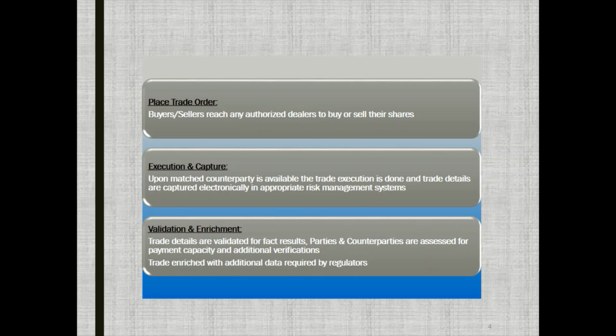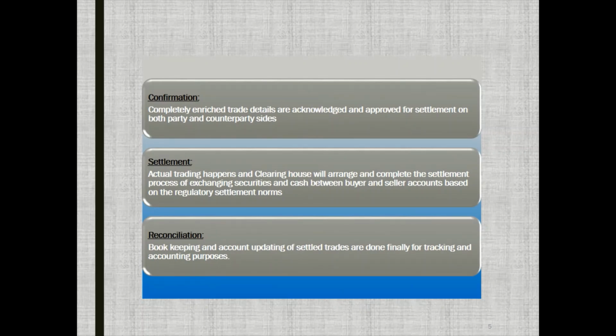So this is what is done in validation and enrichment. The next stage is confirmation. Once this completely enriched trade details are put up in the electronic systems, they will be checked again, acknowledged, and approved by the trade processing system. Once it is approved for settlement, both the party and counterparty will receive the confirmation that their trade is confirmed, and they are going to have the settlement.